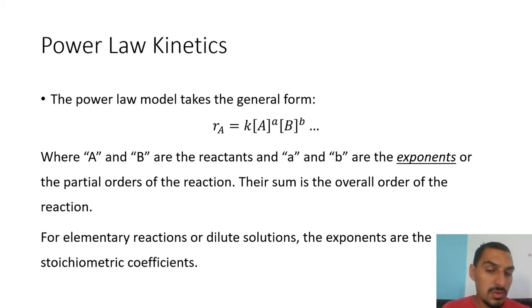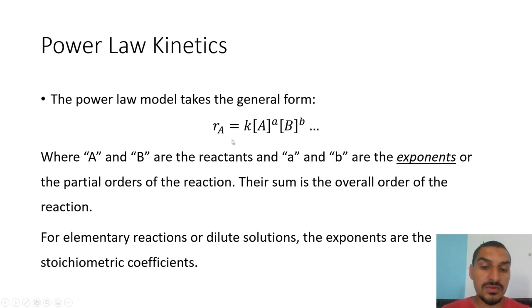So you would say that this reaction, let's say A equals 1 and B equals 2, is first order in A and second order in B, to describe this equation. Or you can say the overall order of reaction is 1 plus 2 equals 3. So its overall power, or order of reaction, is 3, the third order.